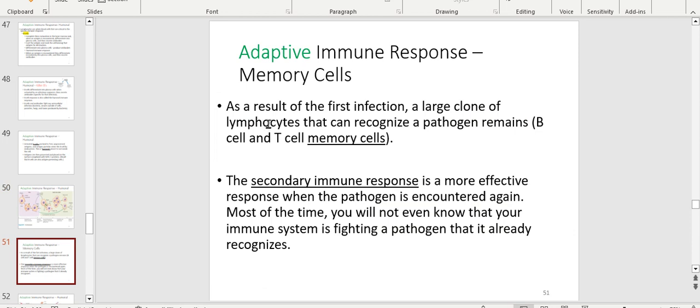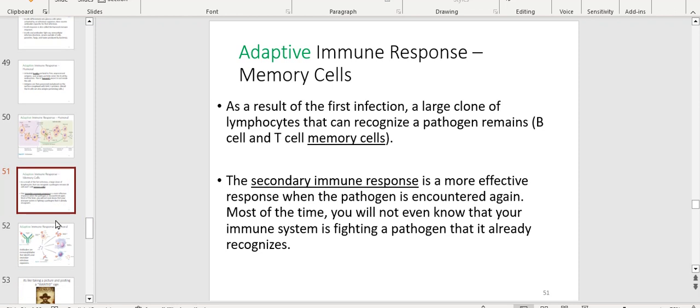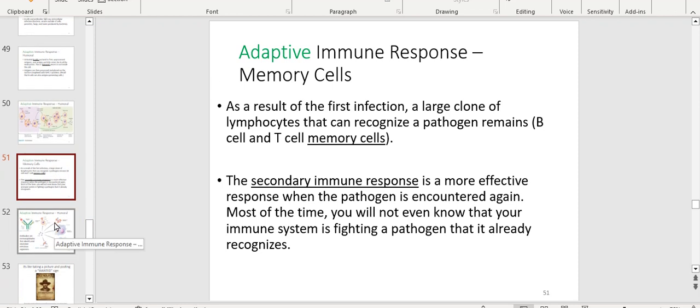Memory cells, as a result of the first infection, are a large clone of lymphocytes that can recognize a pathogen and remain as B cells and T cells, memory cells. The secondary immune response is a more effective response when the pathogen is encountered again. Most of the time, you will not even know that your immune system is fighting a pathogen that is already recognized. Isn't that amazing? You might feel a little sluggish, but your body is hard at work.